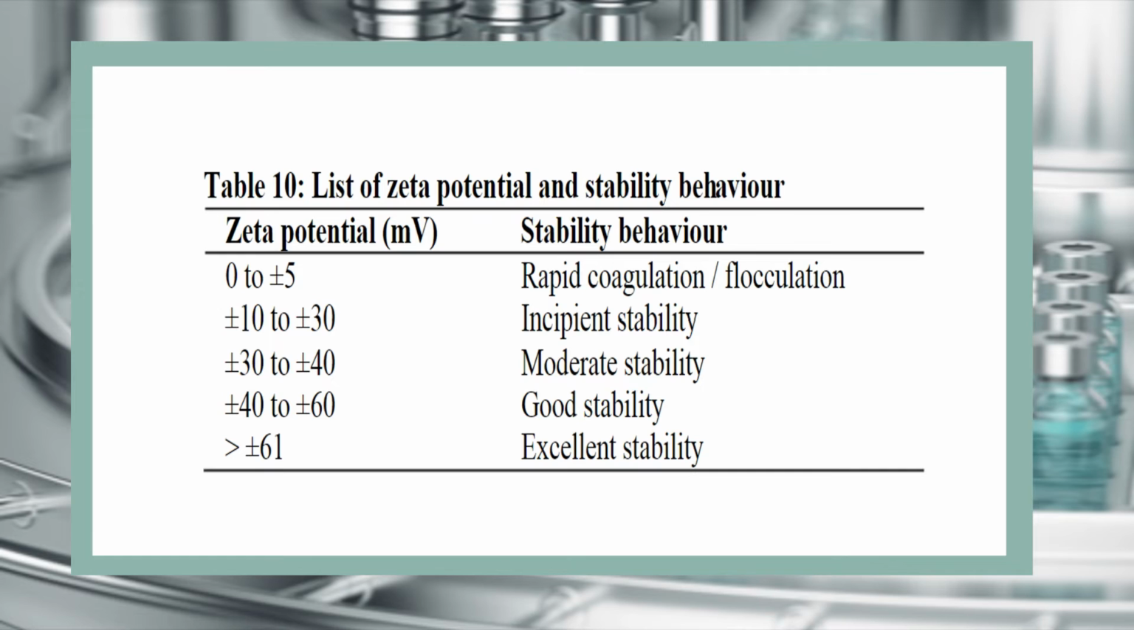Let's take, for example, plus or minus 40 to plus or minus 60. We have a stability behavior of good stability. Or, for example, more than plus or minus 61 is excellent stability.